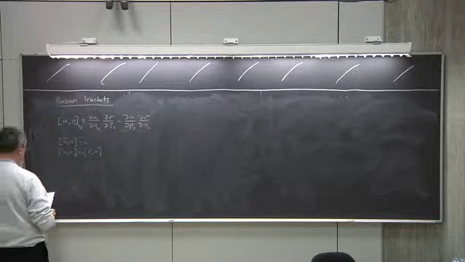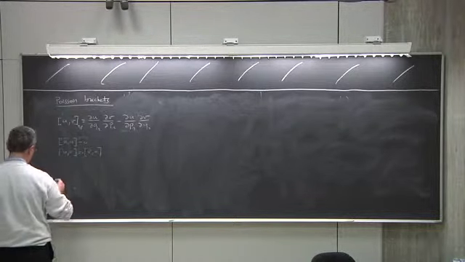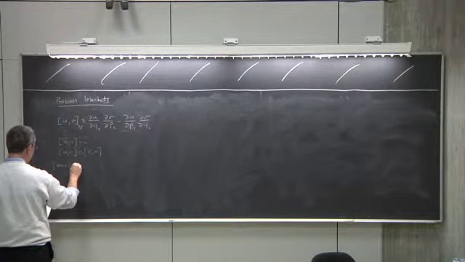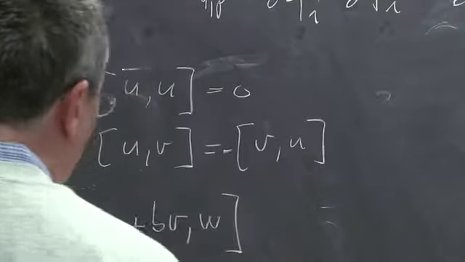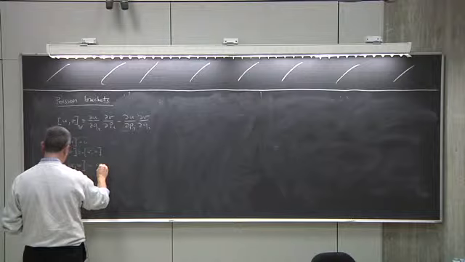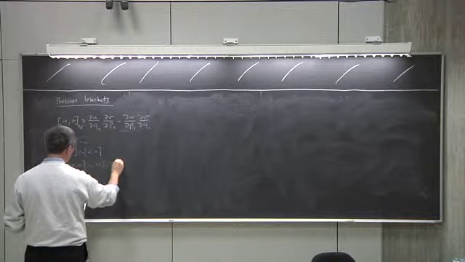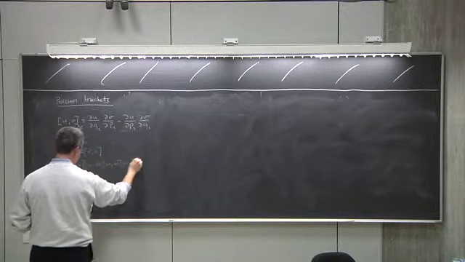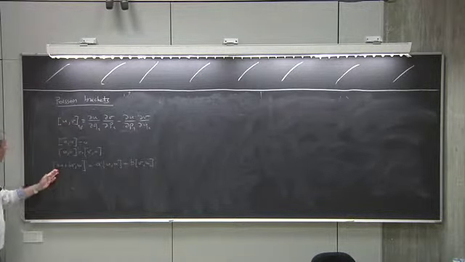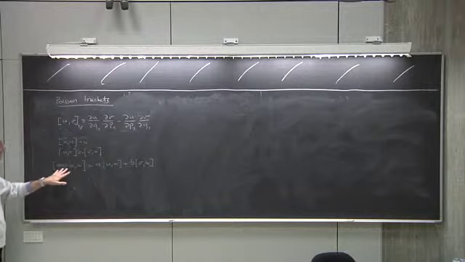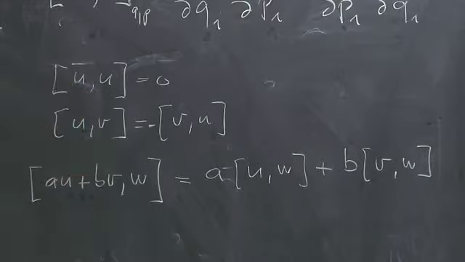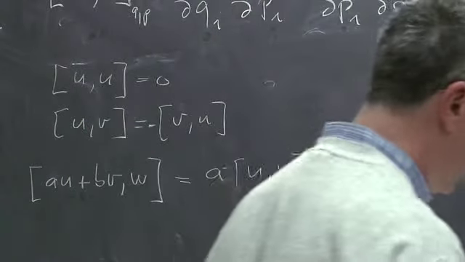And also, you have linearity. That is, if you take a U plus b V, Poisson bracket with another function W of your canonical variables, then this thing is a times the bracket of U and W plus b times the bracket of V and W. So it's a sort of linear property. They behave linearly under a linear transformation. Okay, that's maybe a little formal, but it may come in useful.